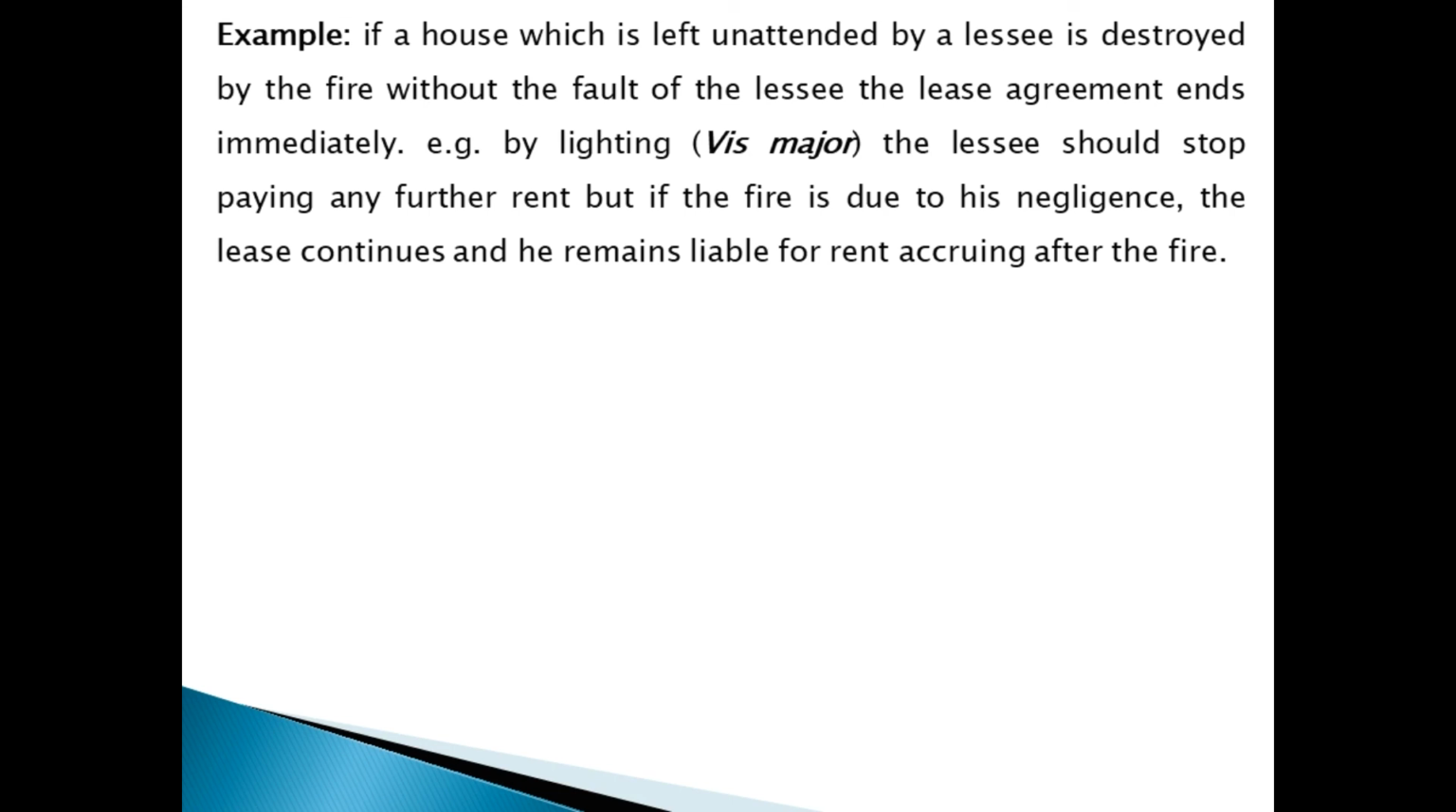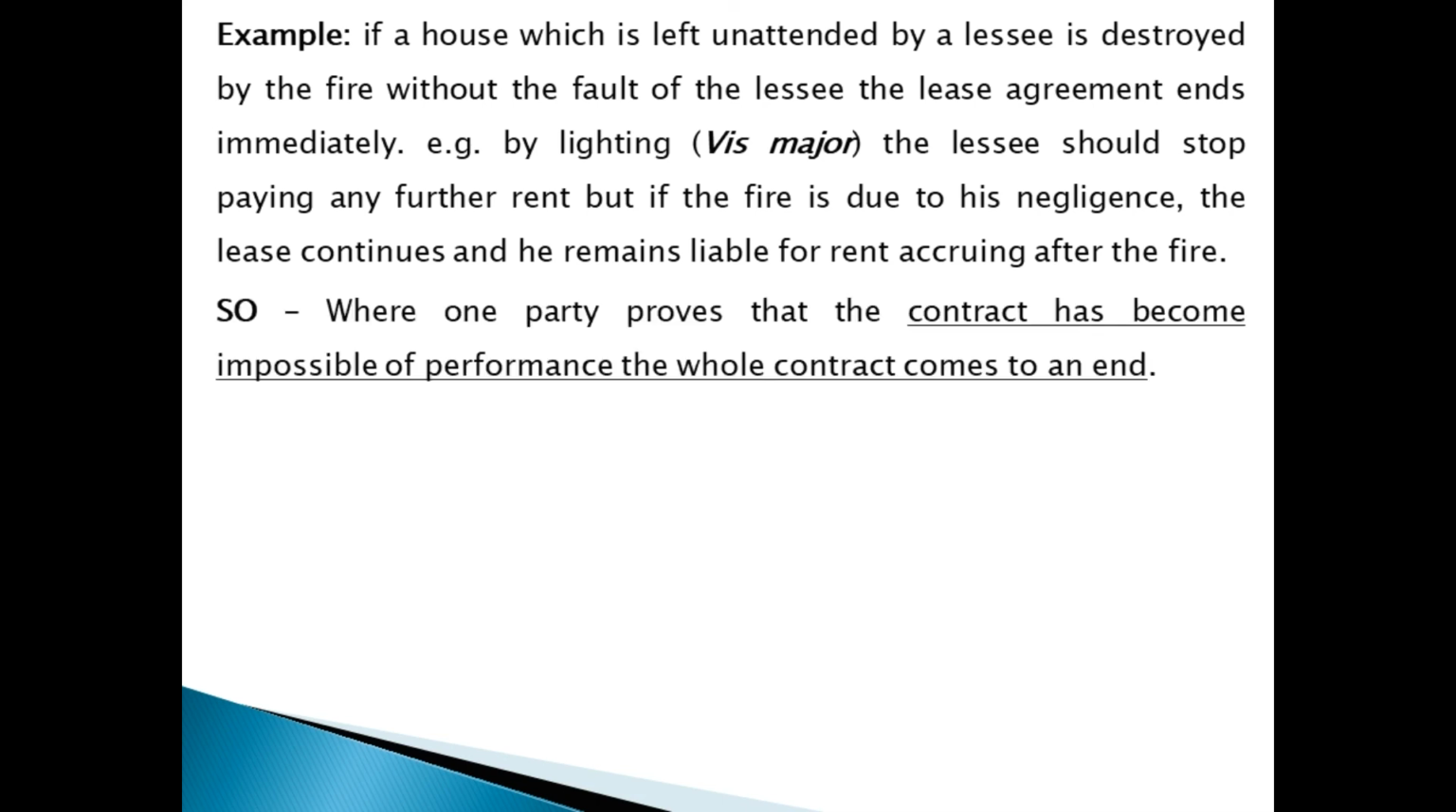For example, if a house which is left unattended by a lessee is destroyed by fire without the fault of the lessee, the lease agreement ends immediately. For example, if the fire is caused by lightning, that is vis major, the lessee should stop paying any further rent. But if the fire is due to the negligence of the lessee, the lease continues and he remains liable for rent accruing after the fire. Even if he doesn't stay in that house, he should pay rent. So where one party proves that the contract has become impossible of performance, the whole contract comes to an end.